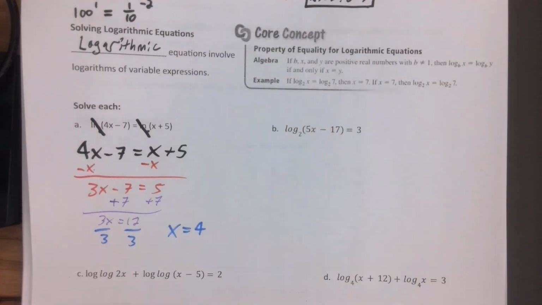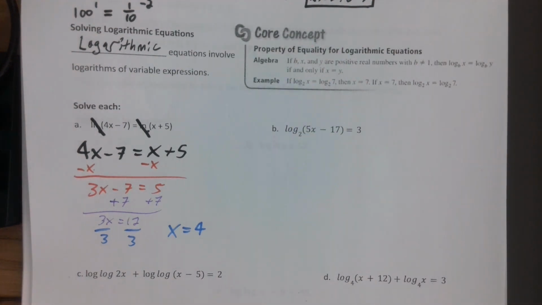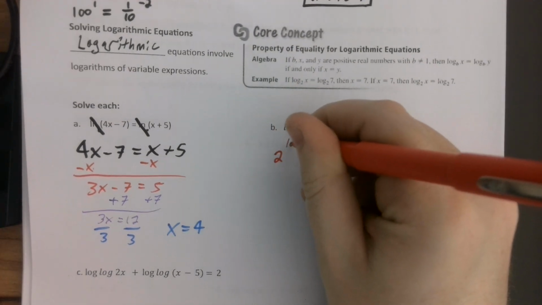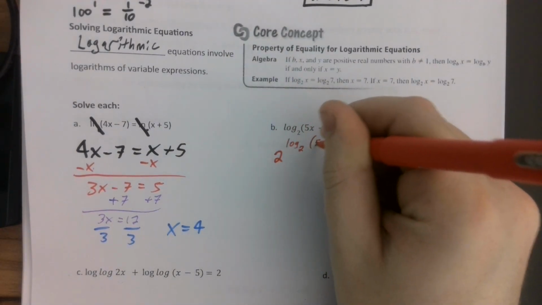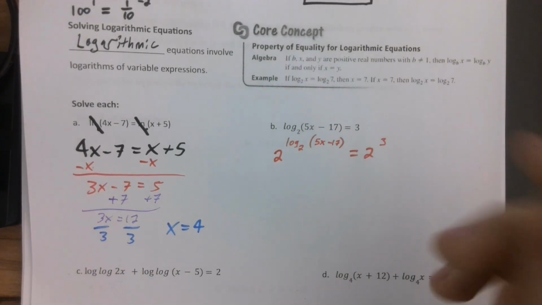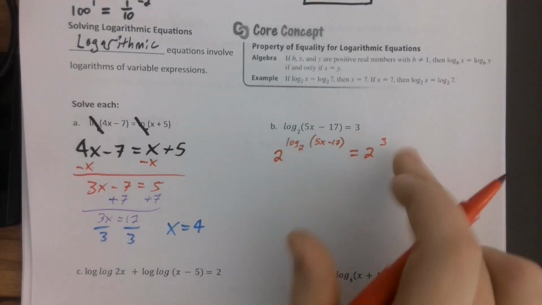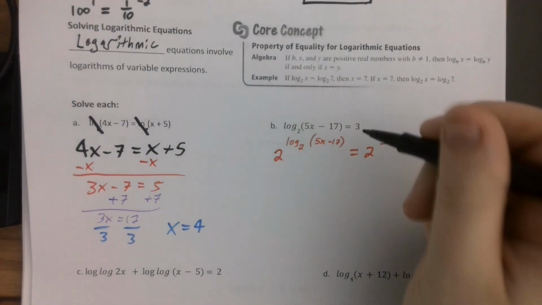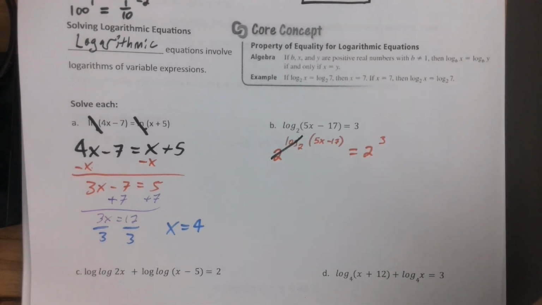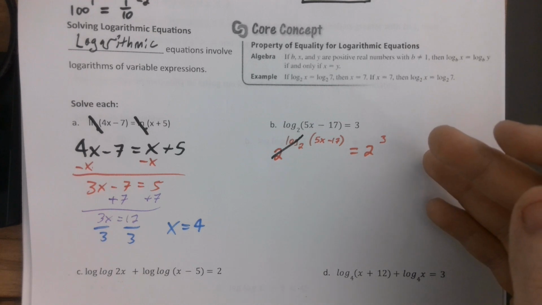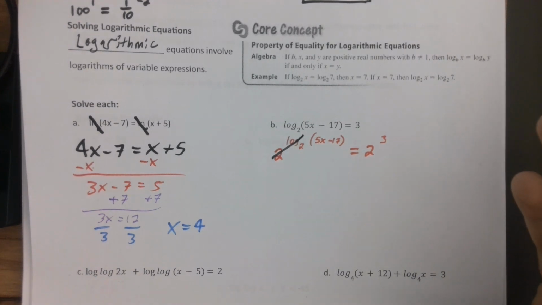So to get rid of a log base 2, because that's a little harder to solve for, all we need to do is turn this into 2 to the log base 2 of 5x minus 17 equals 2 to the third power. We have those as the powers of a base of 2. From here, we notice that 2 to the power of log base 2 cancels out. And wait, what is 2 to the third power? That's a number, right? That's just going to equal 8.